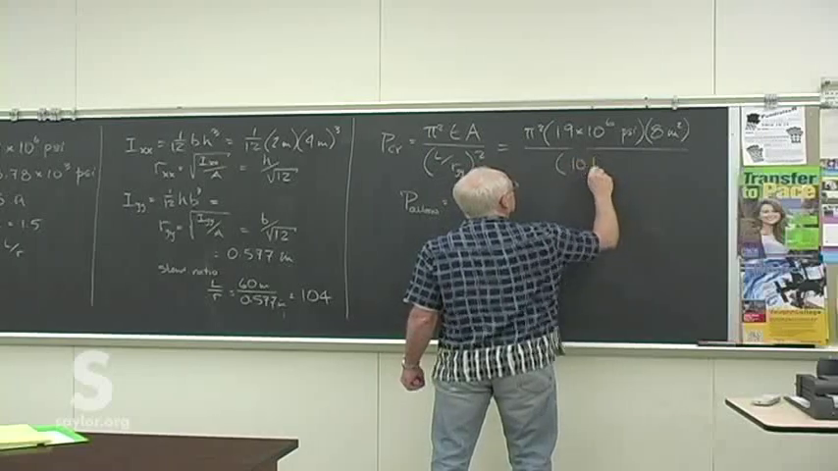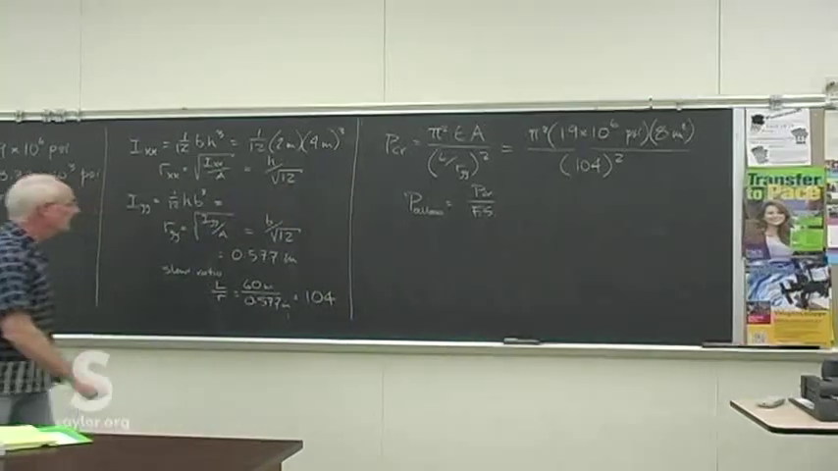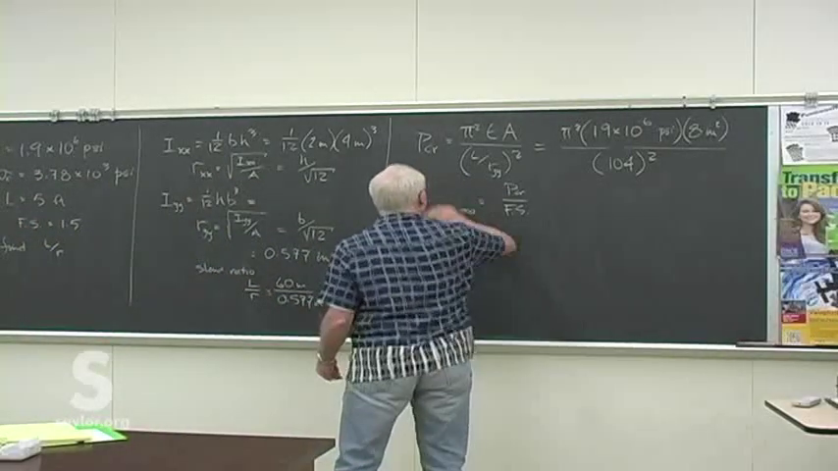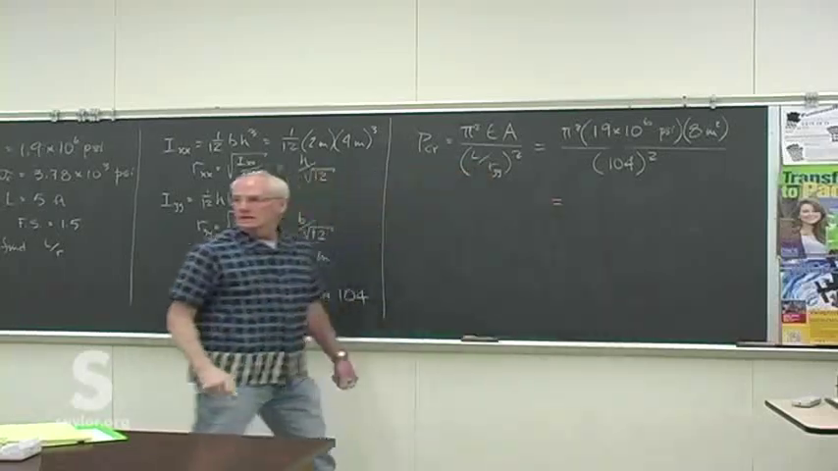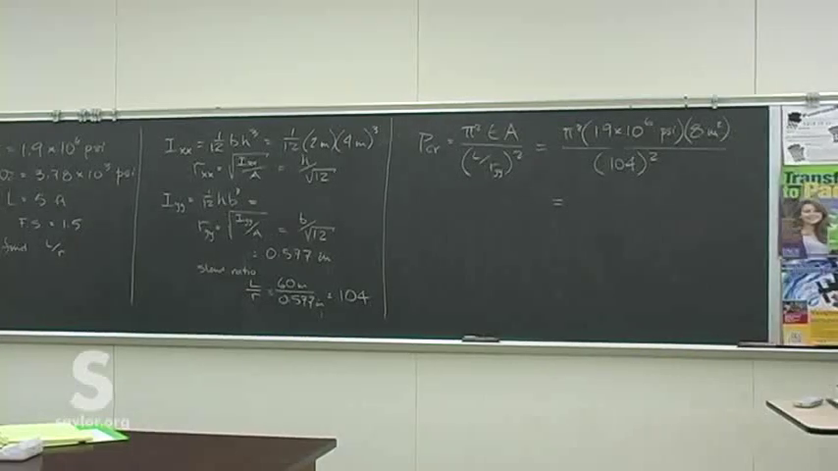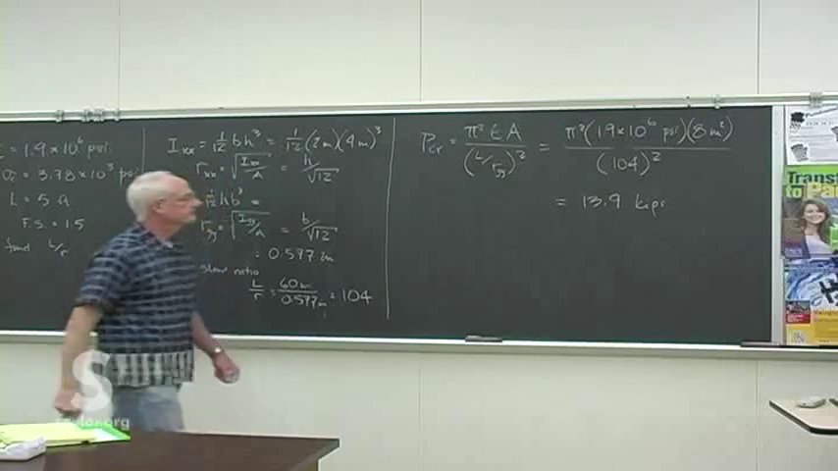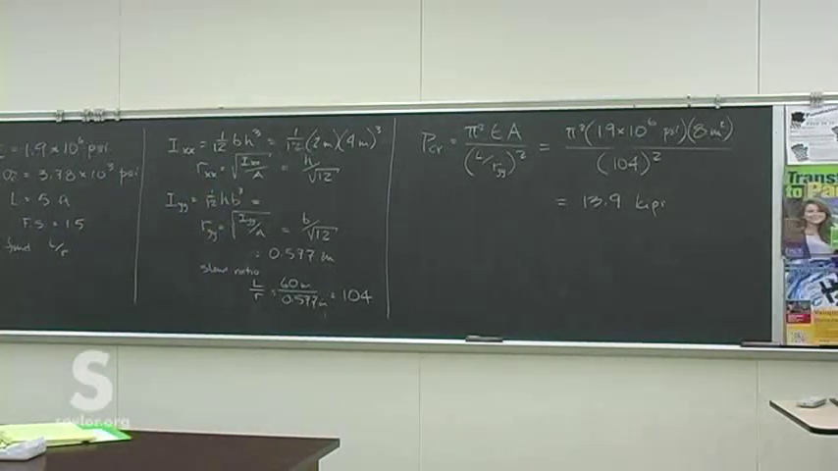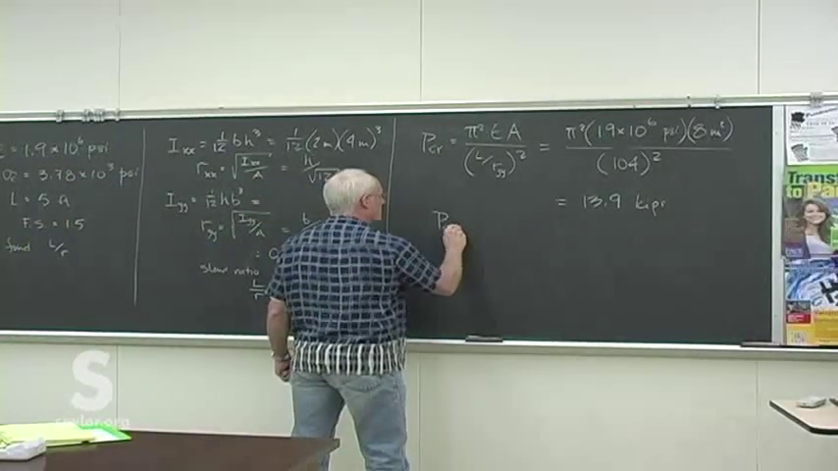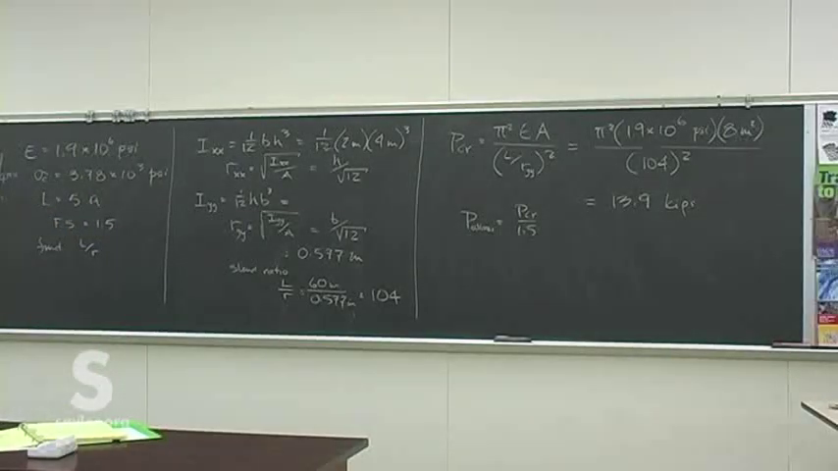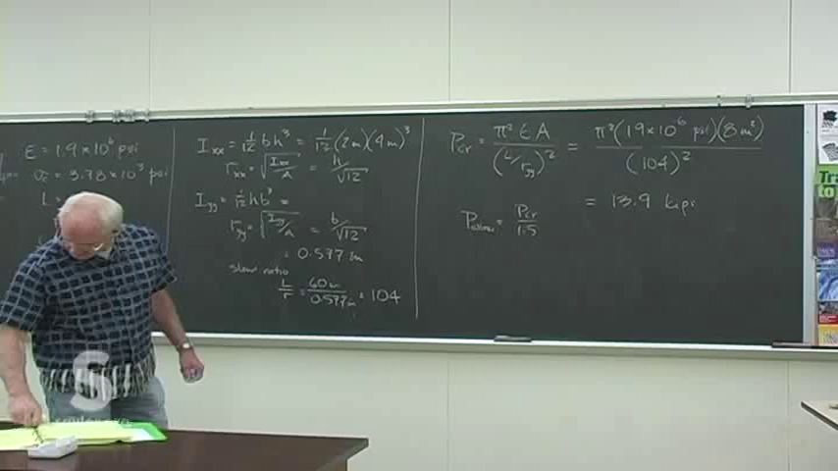So the slenderness ratio is 104, unitless, and that's squared. For that? I don't. You use the pi? Yeah. What'd somebody else get for that? I have 13.9 kips. Yeah. And then we apply the factor of safety to that, reduce that by 1.5, just to make sure we'll only allow a lesser load than that one. And that comes out to be 9.2.